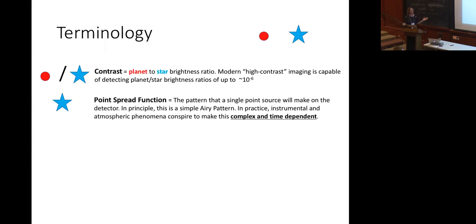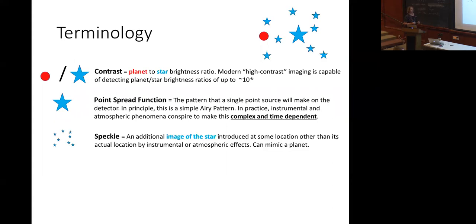We talk a lot about the point spread function. You have all probably encountered the idea of a point spread function before. In principle, in a perfect telescope, this would be an Airy pattern, but in reality, it's much more complex. And in addition to being complex, it's time dependent. So things are changing, and you'll see some movies of how that works.